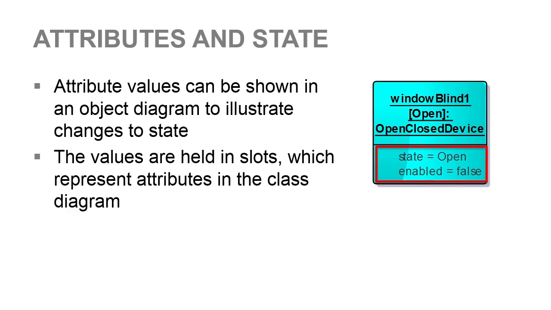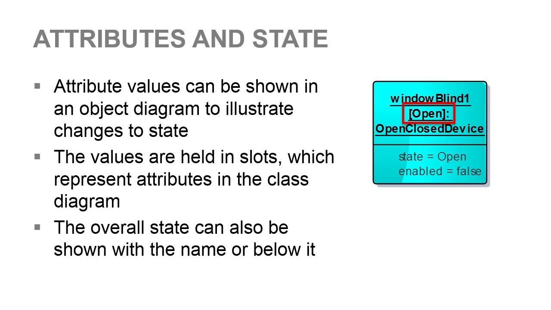Usually it's changes to the attribute values that result in changes to the overall state of the object. Here, two attributes called enabled and state are significant in determining the overall state of the object. The overall state of the object in this diagram is open. If enabled was true rather than false, it would be opening, as in the previous diagram.